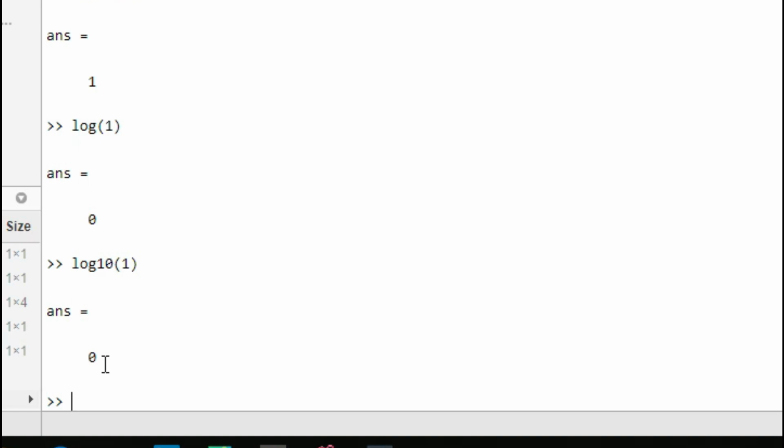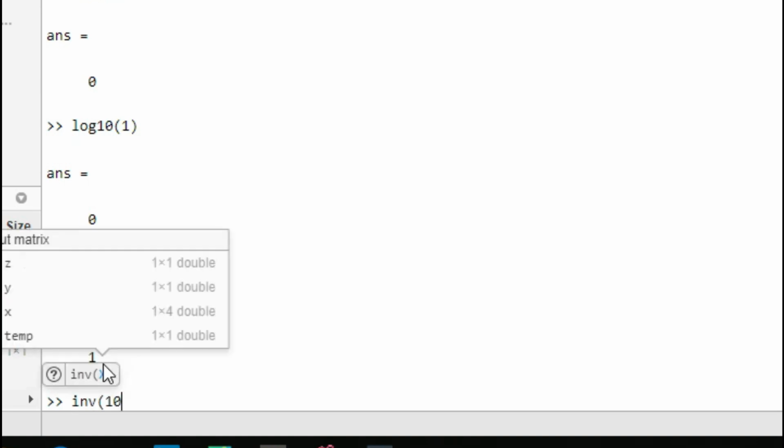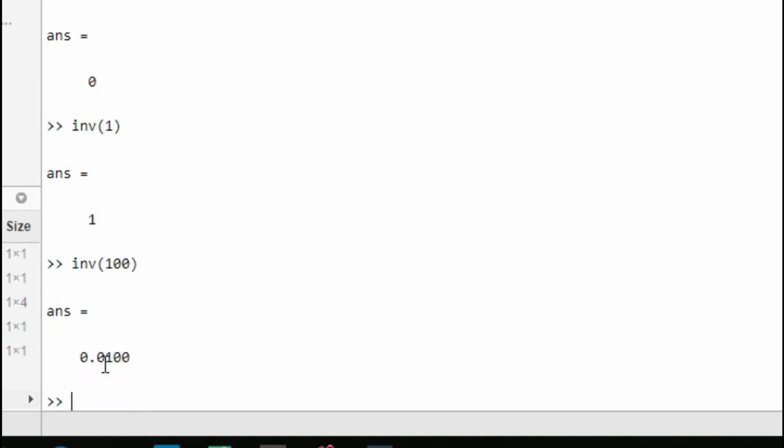So I want to take the inverse of 1. So how can I take it? The function which is used to take inverse is inv. Inv of 1 gives the inverse of 1, which is 1. I want to take the inverse of 100. So inv of 100 gives the inverse of 100, which is 0.01.